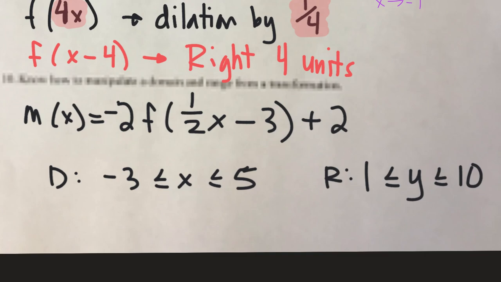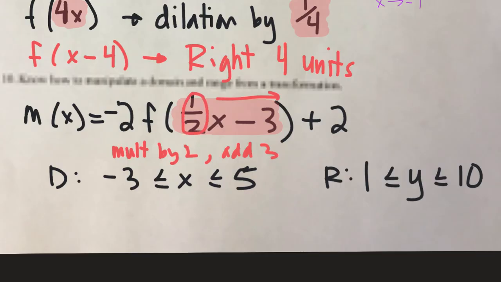So the domain adjustments happen inside of your parentheses. Okay? So it says 1/2 x, so you're going to need to multiply by 2 and then add 3. Because this moves our graph to the right, and this does the opposite. So we're going to multiply negative 3 times 2, which is negative 6. And then we're going to add 3, giving us negative 3. Okay, multiply 5 by 2, that's 10. 10 plus 3 is 13. So there's your new domain.